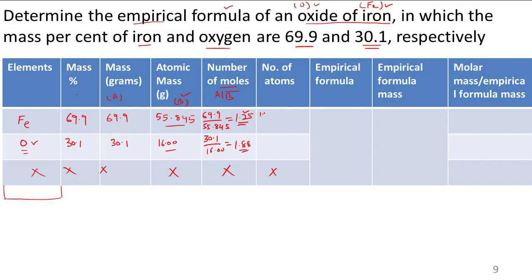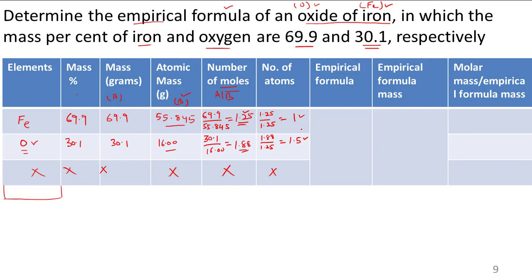So we have 1.25 divided by 1.25, which is 1, and 1.88 divided by 1.25. Let us see, 1.88 divided by 1.25, it is 1.5. Now here came the problem. This is a whole number, but this is not a whole number.